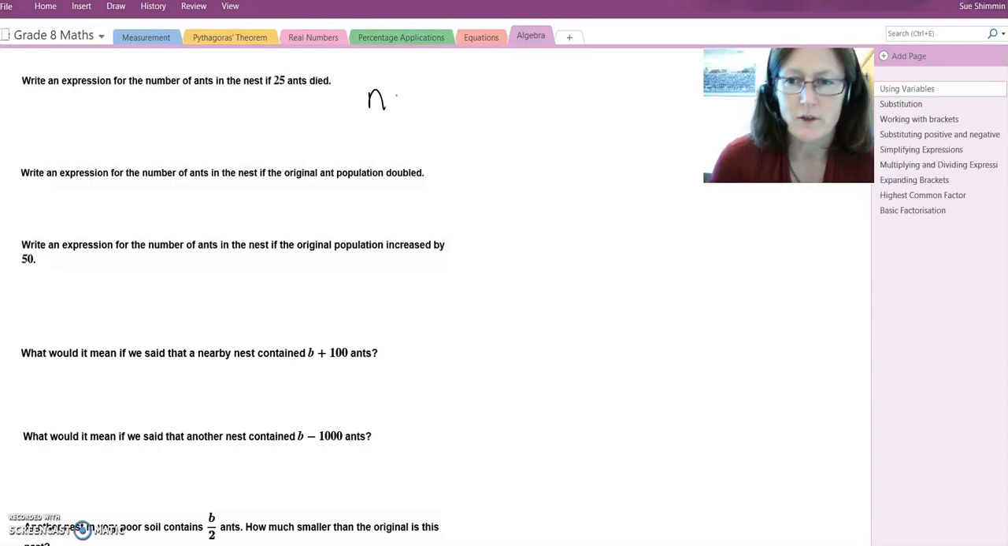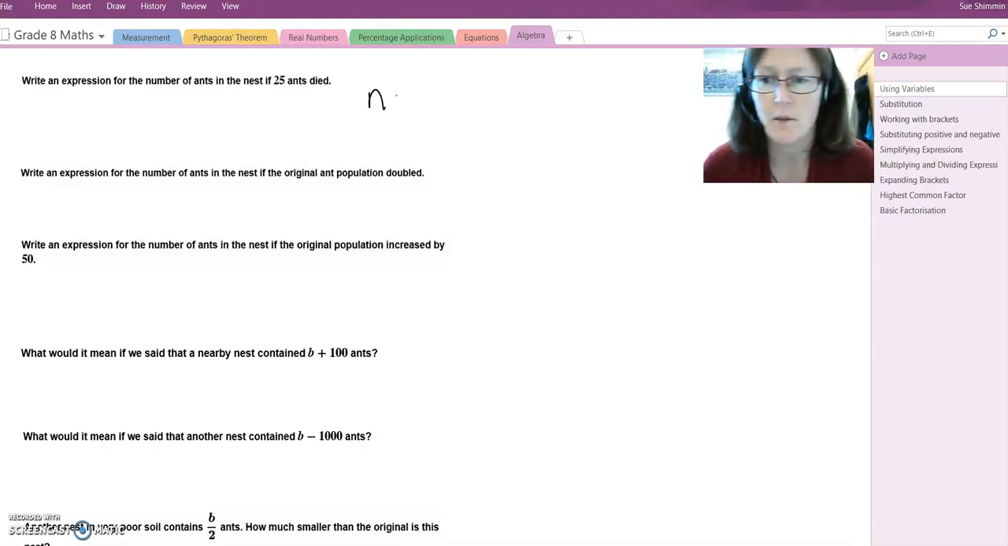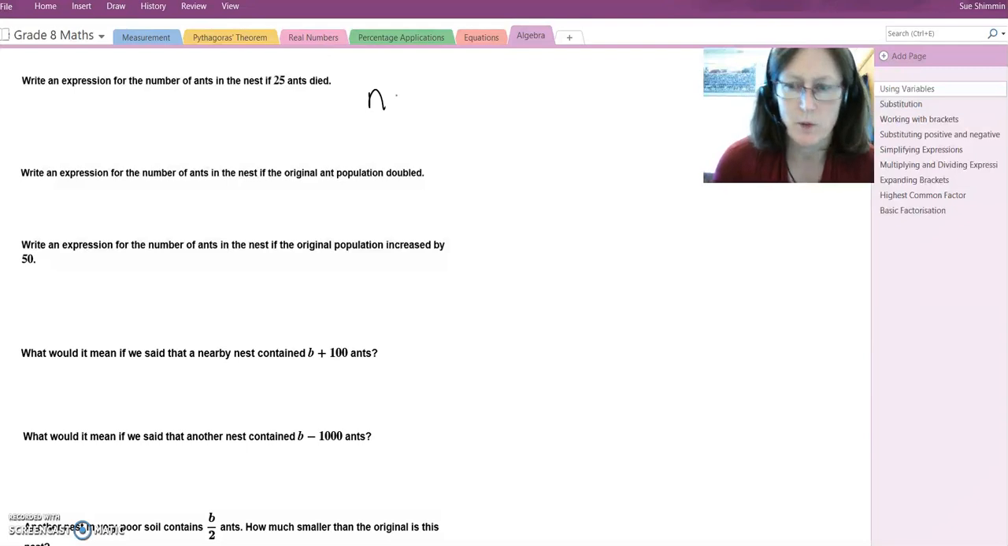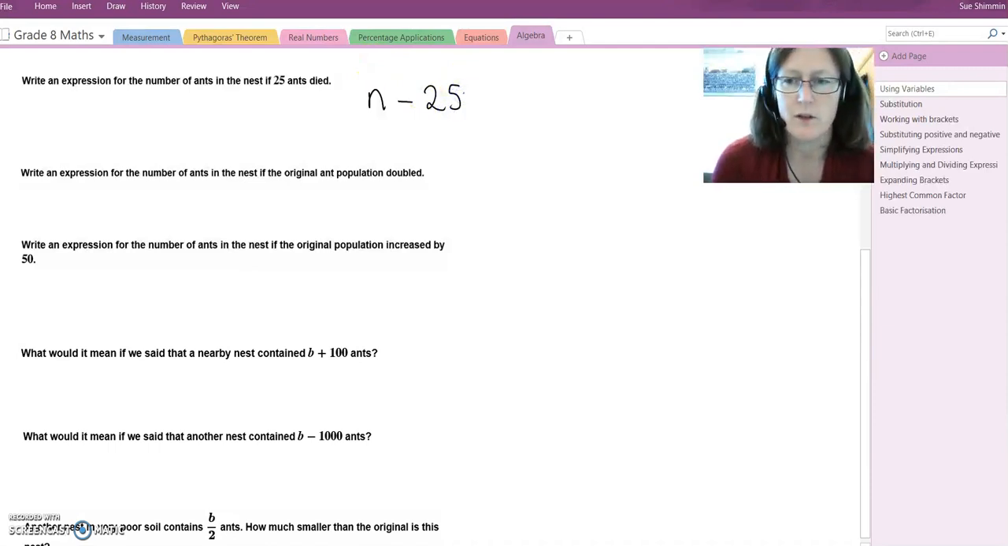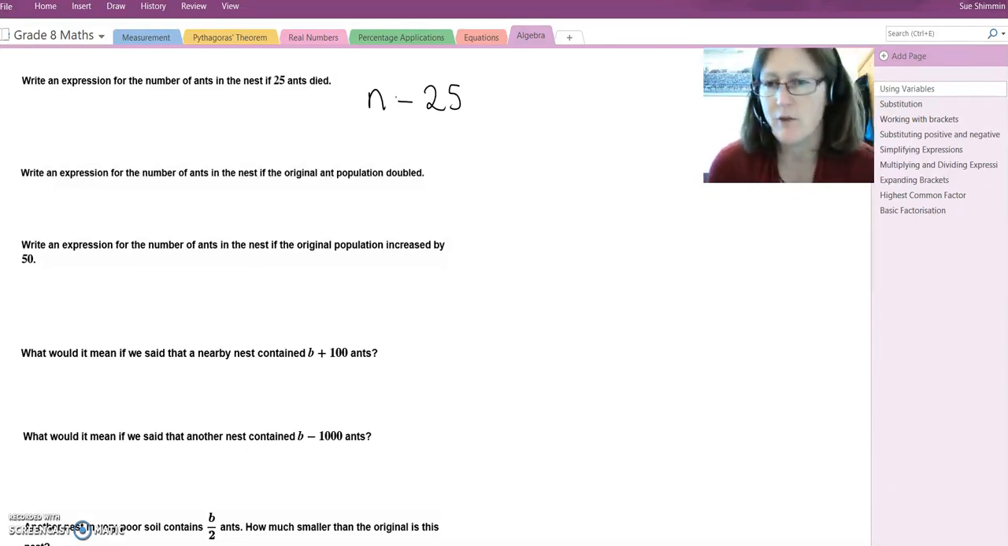25 died. So now in the nest, again, we don't know exactly how many ants there are, but we do know that it's the number that there originally was, n, subtract 25, because 25 died. So for example, if there were 100 ants in the nest originally, then there would be 100 minus 25, 75 ants now. If there were 1,000 ants originally, then you do 1,000 minus 25 to work out how many ants are in the nest. So n just stands for the number of ants that were in the nest originally.